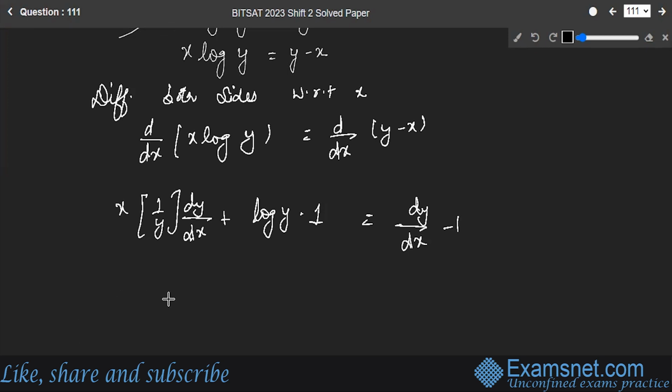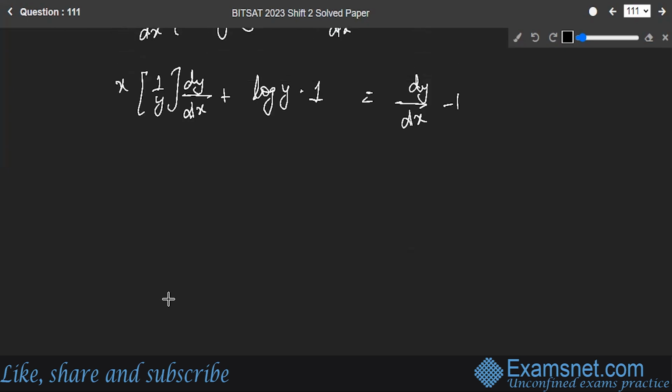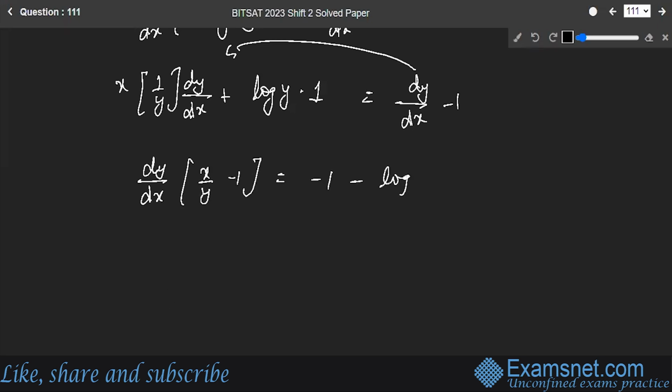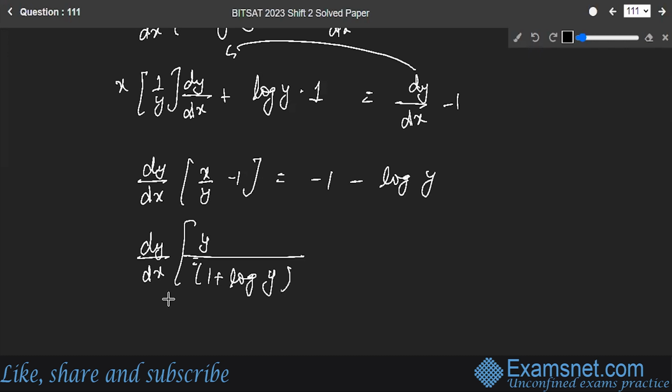Okay. So I'm taking the dy by dx on the left hand side and taking it common. So you have dy by dx x upon y minus 1 is equal to minus 1 minus log y, or you have dy by dx is, okay, you can write it as y upon 1 plus log y into y minus 1. Right? Because I have filled in the value of y, which was equal to x upon y.